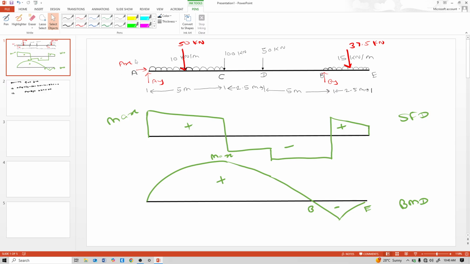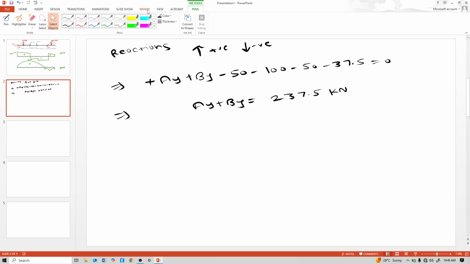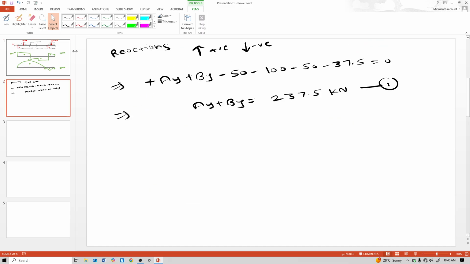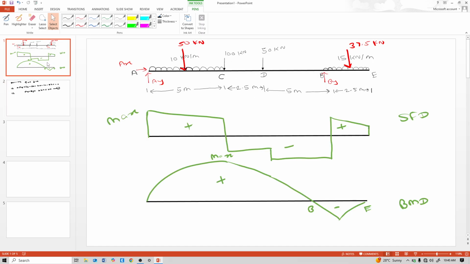Now calculate AY or BY. Between both of these, how to calculate AY or BY? For that, take moment. So take moment at this point A, or you can take moment at this point B.